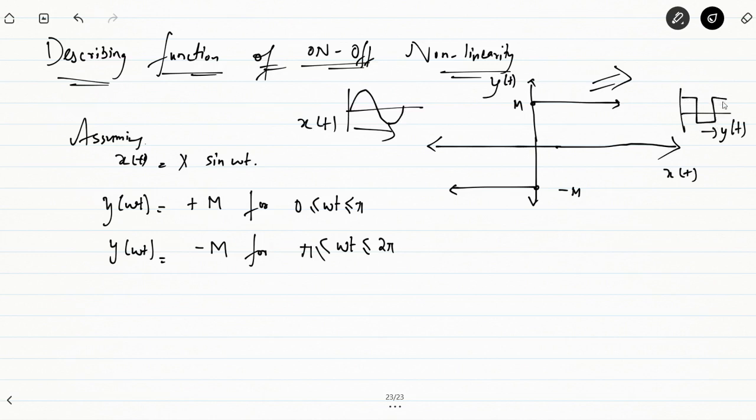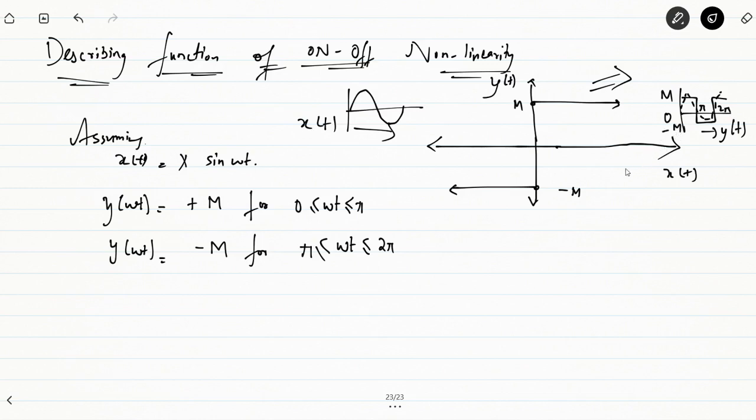Fine. So actually using Fourier analysis, you will see that your output will be a square waveform. Its fundamental component will be a sinusoidal waveform. So y of omega t has a max: from 0 to pi it will have the value of m, and from pi to 2 pi it will have a value of minus m. So this is the actual output of the system.